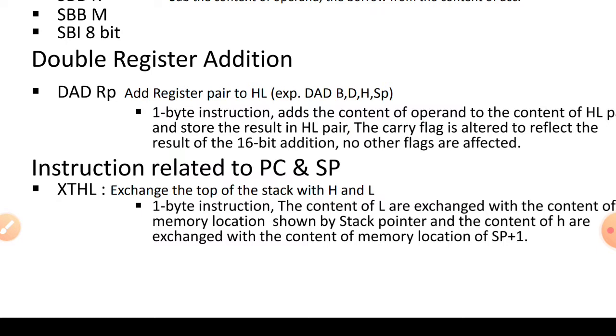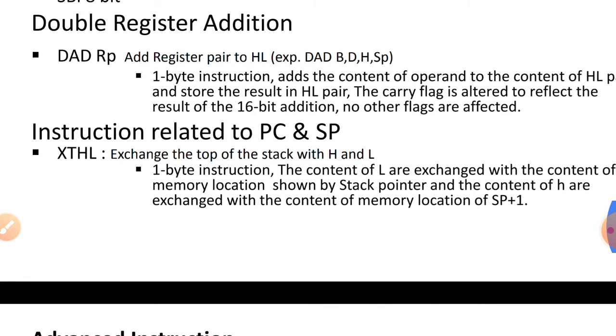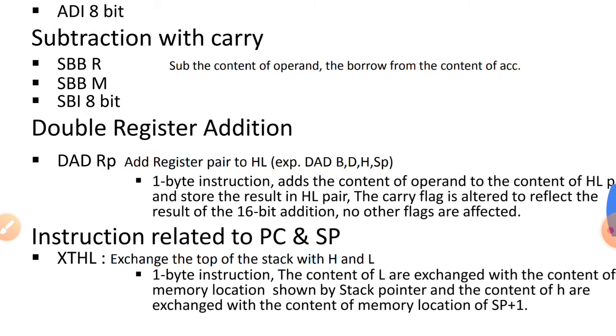Now what is this DAD RP? It adds the register pair to the HL pair. Which register pair? It may be the BC pair, it may be the DE pair, it may be the HL pair, it may be the stack pointer. Of course, this is also a single byte instruction because no 8-bit or 16-bit data is being provided along with the instruction.